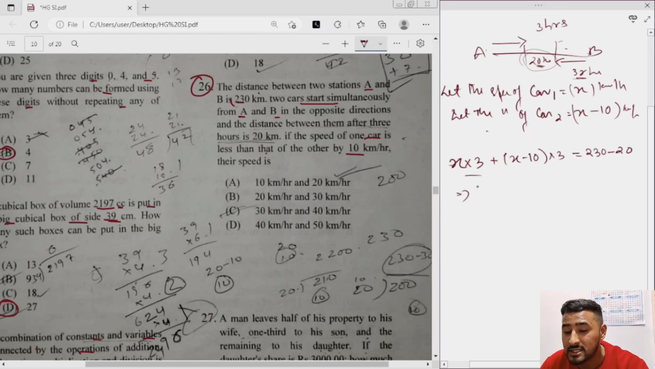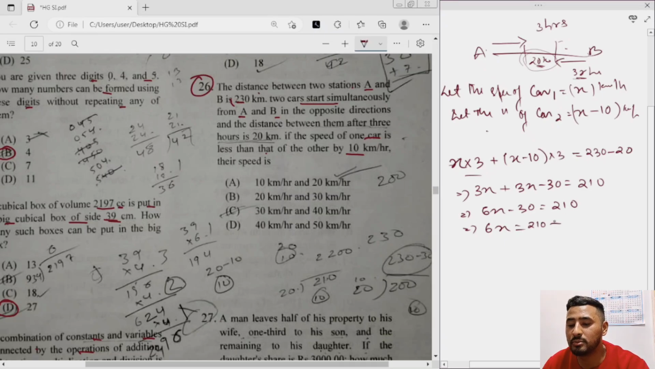x into 3 will be 3x, plus 3 into x will be 3x, minus 3 into 10 will be 30, equal to 210. Now 3x plus 3x will be 6x minus 30 equal to 210. You get 6x equal to 210 plus 30, bringing the minus to the other side. So 6x equal to 240. Get the value of x. x will be 240 by 6, so x will be 40 kilometer.